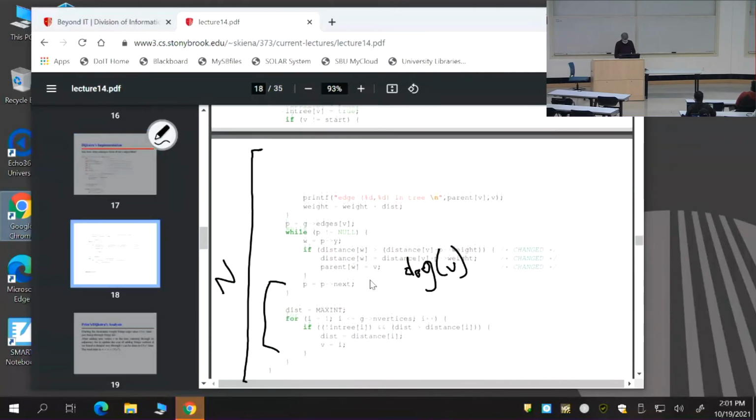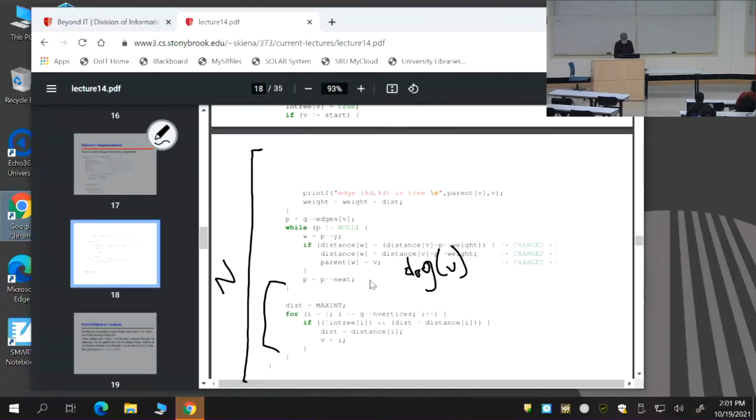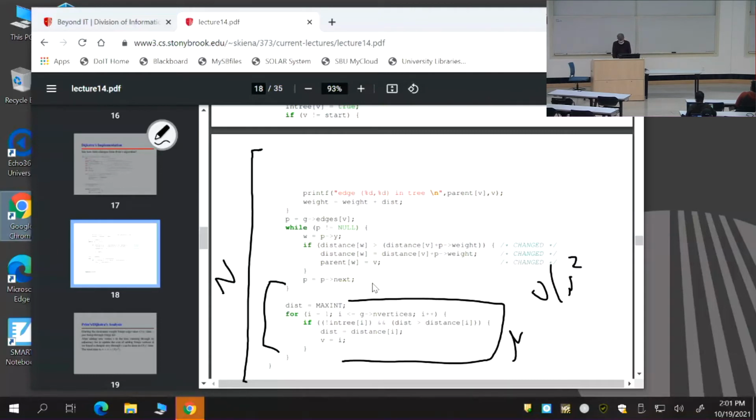Now we've got one other loop here. Let me get rid of this. And how much is this going to go around? This is going to check every vertex to see if it's in the tree yet, and if not, is it cheaper to get into the tree than any of the others? How much is that going to cost? N. N times N. This is an order N squared algorithm. Okay? Any questions?